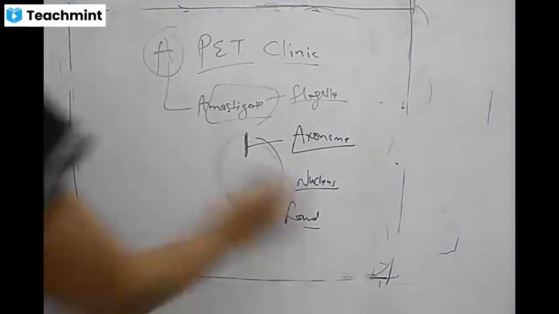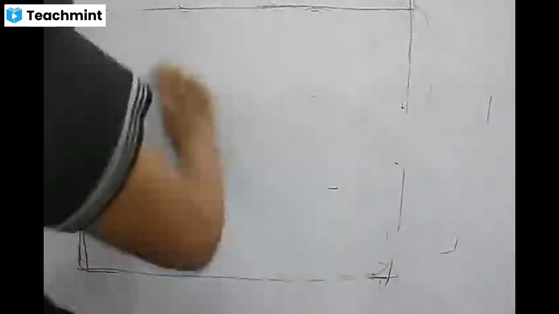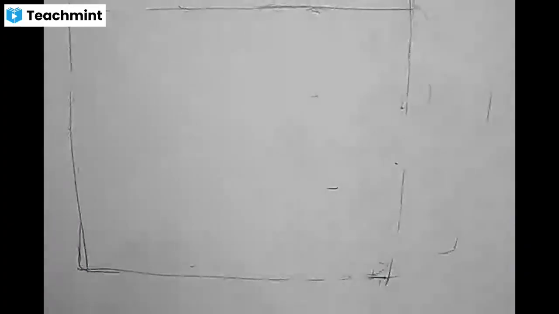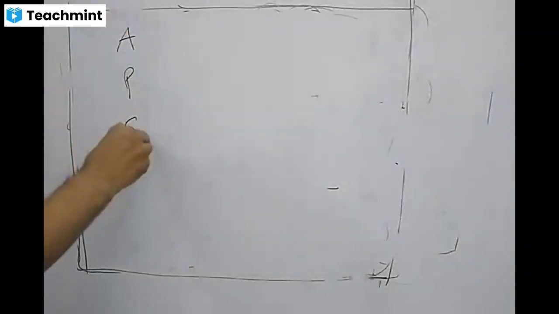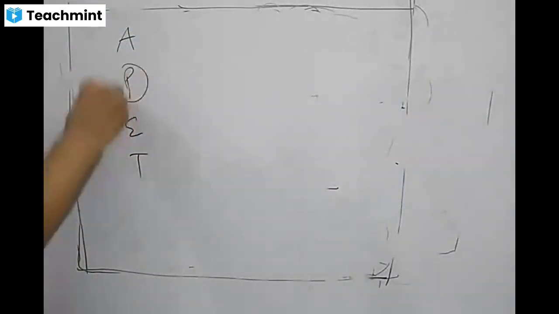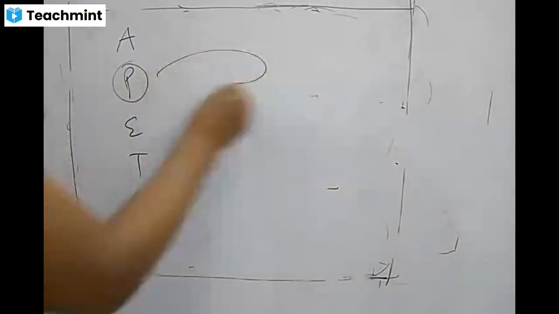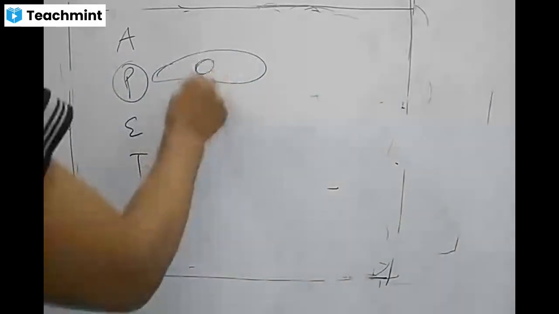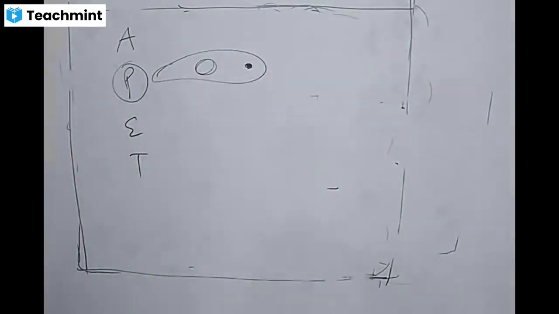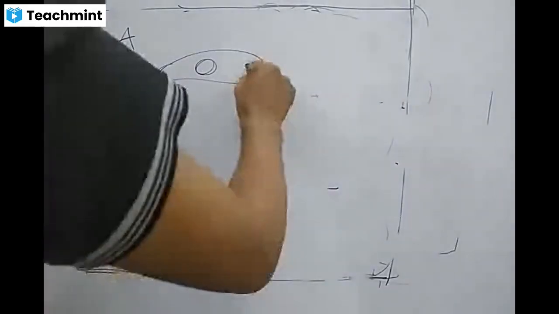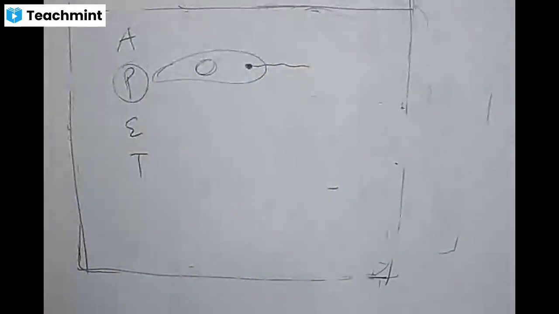Similarly, in total there are four: A, P, E, T. Second is promastigote, an elongated body. In the center we have the nucleus. The basal body, also known as the kinetoplast, and from this a small flagellum comes out. This is your promastigote.